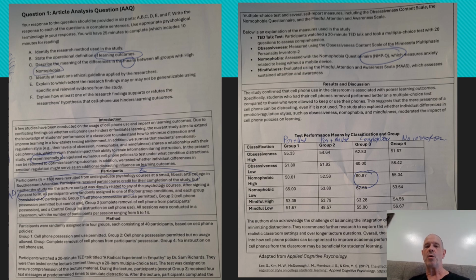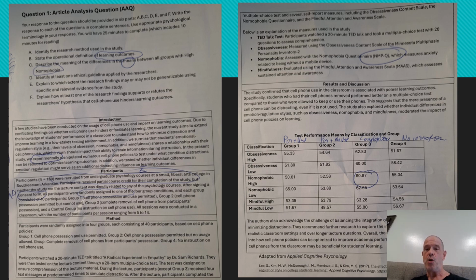I did notice the whole idea of nomophobic high, because that is going to be part of question C, so I indicated that. I could have circled this whole area, but in particular I was interested in the really, really high score in group 3. All right, and finally, explain how at least one of the research findings supports or refutes the researcher's hypothesis.